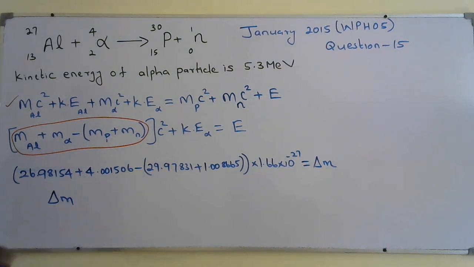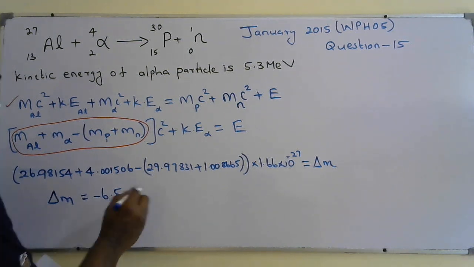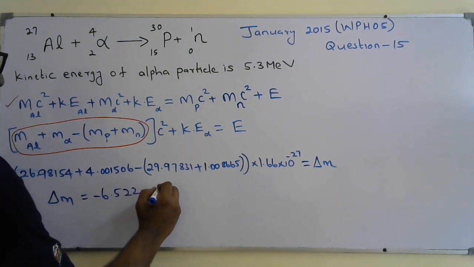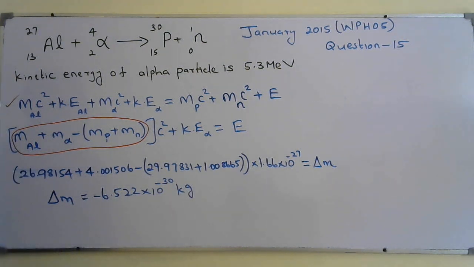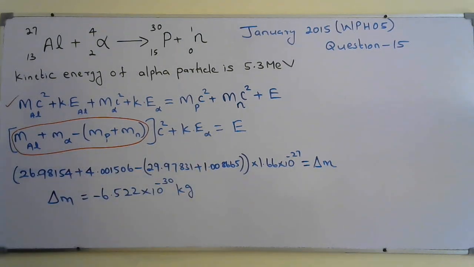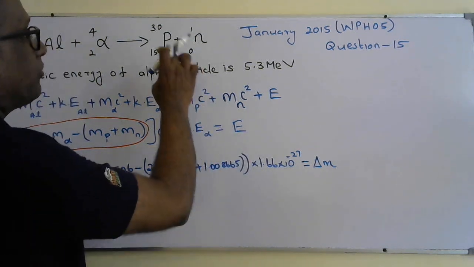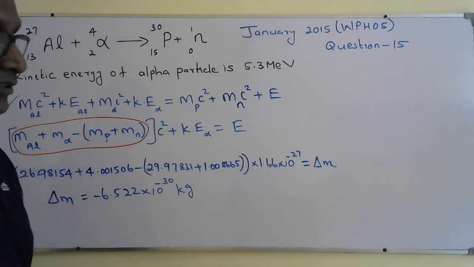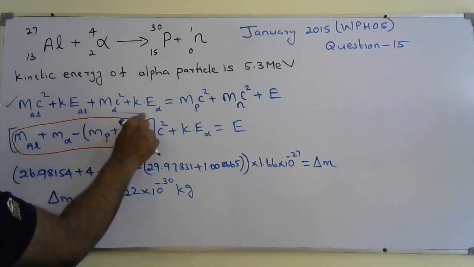So that mass deficit becomes negative, doesn't matter. That becomes minus 6.522 into 10 to the power minus 30 kilogram. We'll find the energy equivalent to this mass deficit, this portion only. With that, I need to finally add the kinetic energy of the alpha particle to find the total energy release in the form of kinetic energy of phosphorus and the kinetic energy of neutron. So I'm doing now this, what I put in the red circle. That portion only I'm doing.